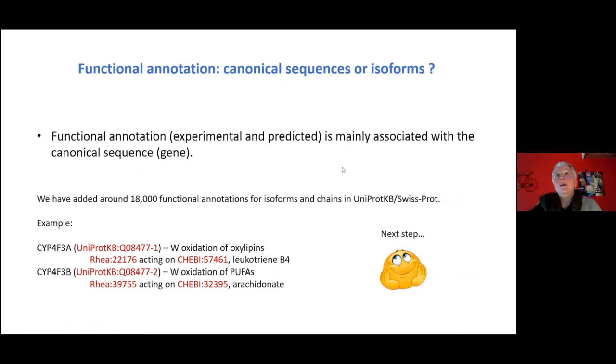and the canonical sequence. So for example, we have now added some information related to protein sequence. We have 18,000 functional annotations which have been linked to isoforms or chains in Swiss-Prot. But this is really the beginning of a big job, which is ongoing. And for that, we really need your help.